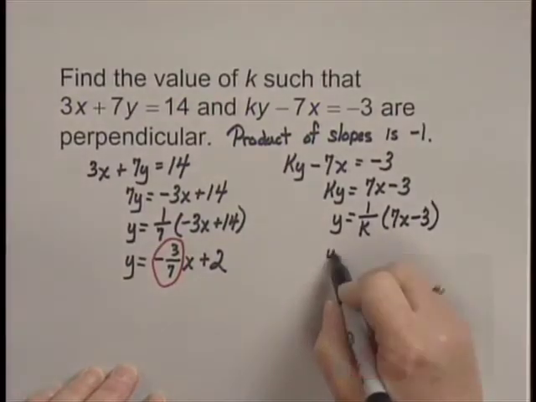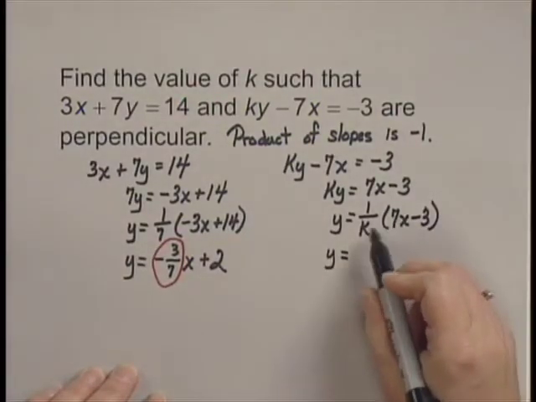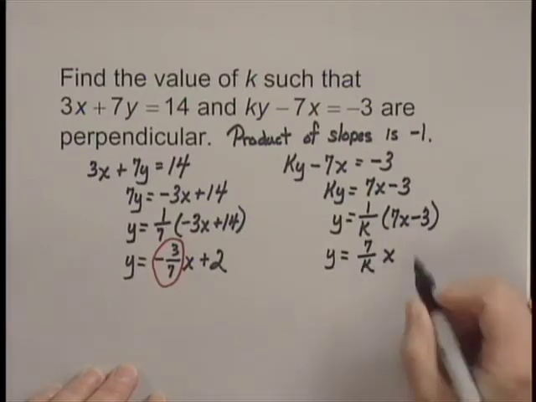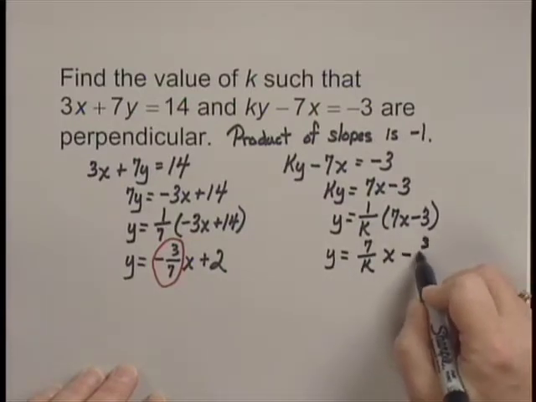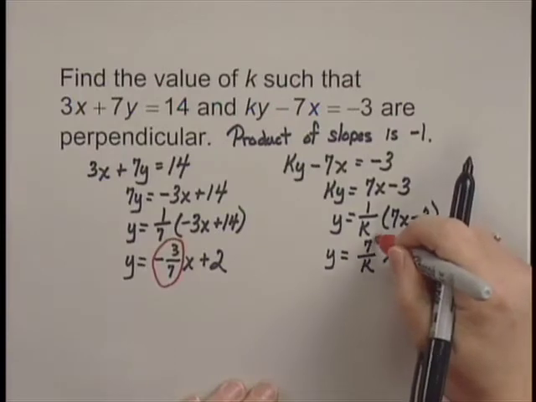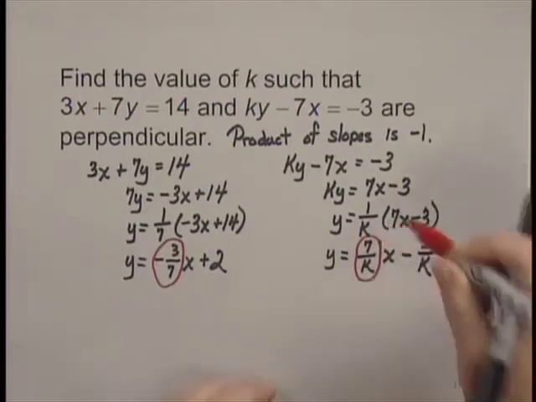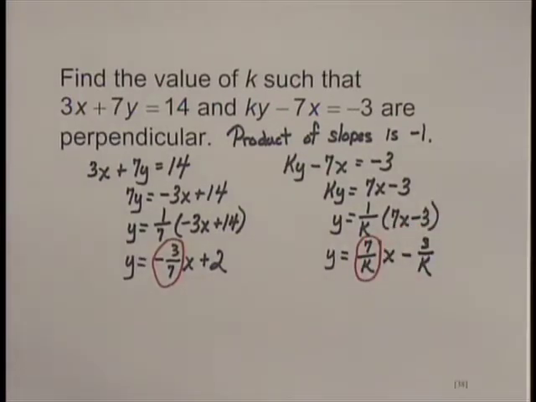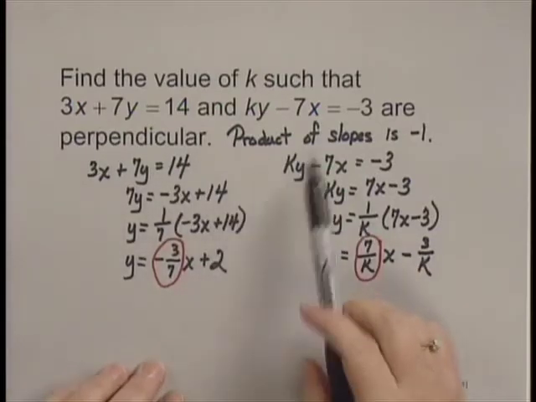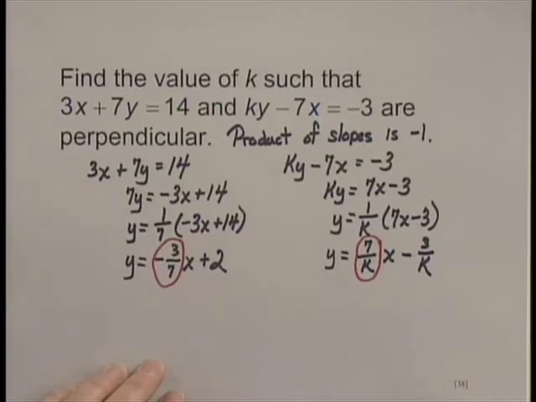And multiplying through, we have y equals 7 over k times x minus 3 over k. Now, whatever k is, the slope of this line is 7 over k. Now, remember that we're told that the lines are perpendicular. This means that the product of these slopes must be negative 1.